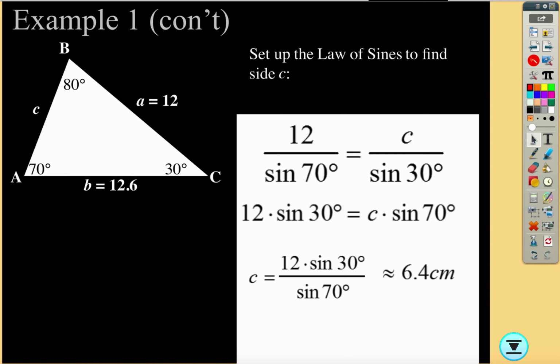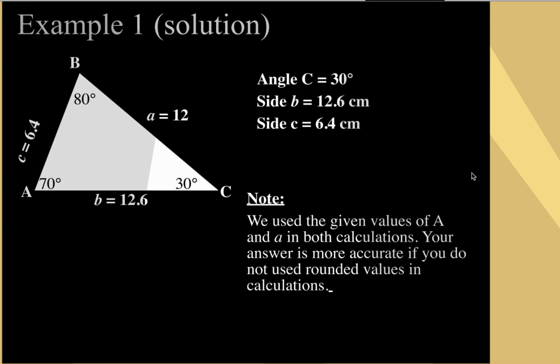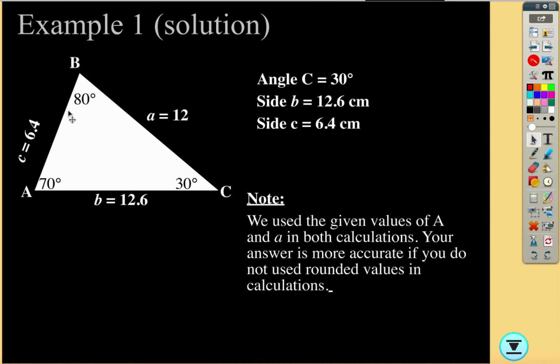And there it is. You have solved the triangle. We know angles A, B, and C, and we know sides a, b, and c. Note that I used the given values of A and little a in both of our calculations. Your answer is more accurate if you do not use rounded values in your calculations.